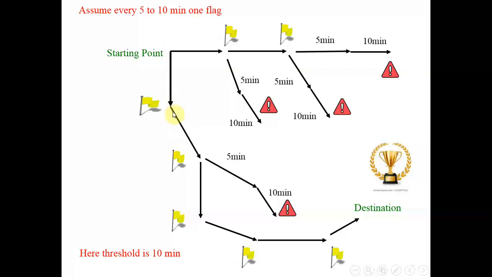Now once I start this path, I come here, I get another flag. Now there are two options, either this diversion or this diversion. Suppose I follow this path. After 10 minutes I don't see any flag. That means this path is incorrect. Go back. Now follow this path. Now on this path I get a flag. Okay, this is correct. I get a flag, this is correct, I get a flag, this is correct, and you come to the destination.